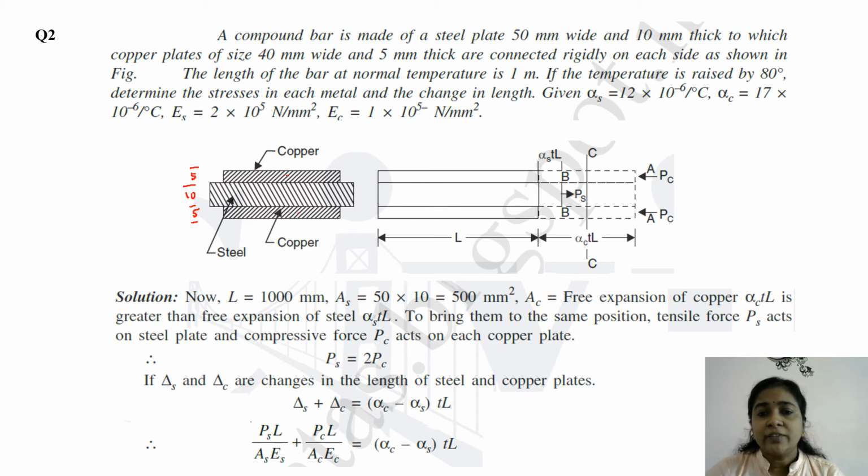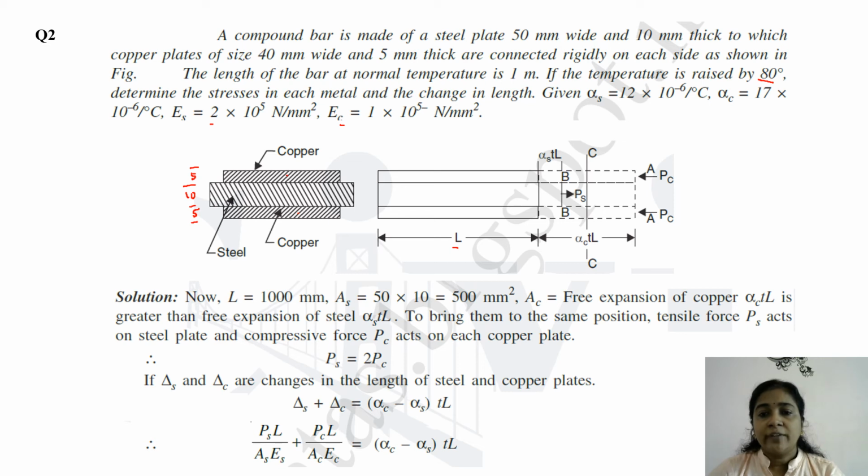The length of the bar at normal temperature is given as 1 meter, and the temperature is raised by 80 degrees. Determine the stress in each metal and the change in length. The coefficient of thermal expansion of steel is given as 12 into 10 raised to minus 6 per degree centigrade, and of copper it is 17 into 10 raised to minus 6 per degree centigrade. The modulus of elasticity of steel and copper are given.